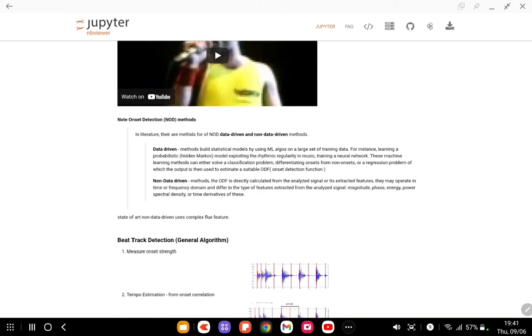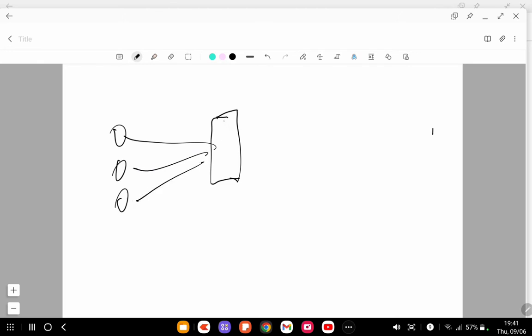What are the different note onset detection methods? In general, they fall into two categories: one is data driven, and one is not data driven. Data driven methods are statistics based methods. By that I mean we have a statistical model which works here. You feed a large amount of training data as an input, and the output could be either a classification based method or a regression based method.